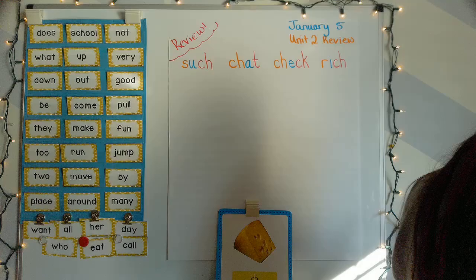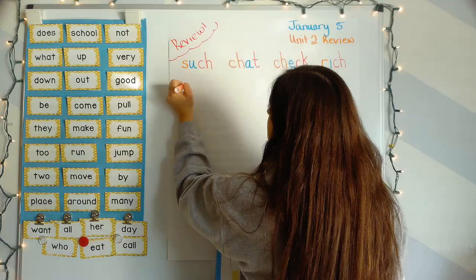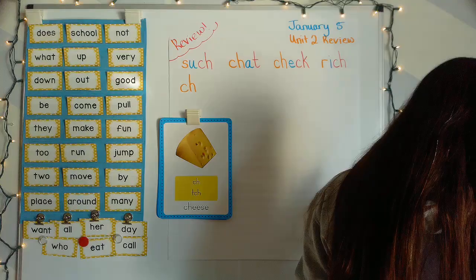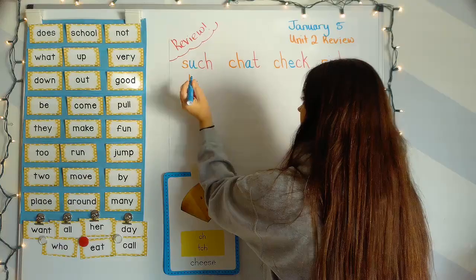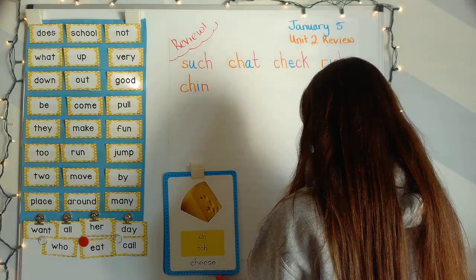All right. Next word. Chin. Your turn. Ch, i, n. Chin. So again, we've got ch, like cheese, beginning of the word. I says i, and n says n, ch-i-n, chin. Excellent, thank you. All right, so the next word is graph. Your turn.